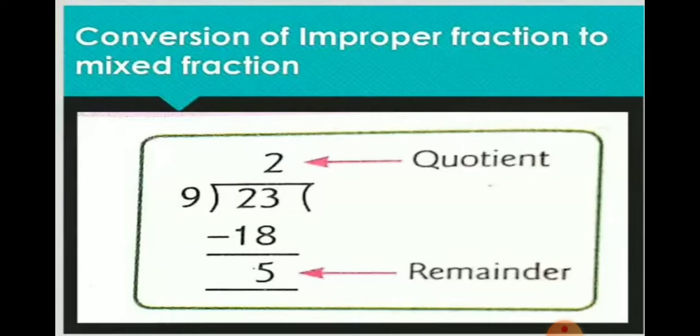Conversion of improper fraction to mixed fraction. Now here suppose our numerator was 23 and our denominator was 9. So 9 becomes the divisor. We will divide the 23 by 9, and here 9 twos are 18 and the remainder is 5.